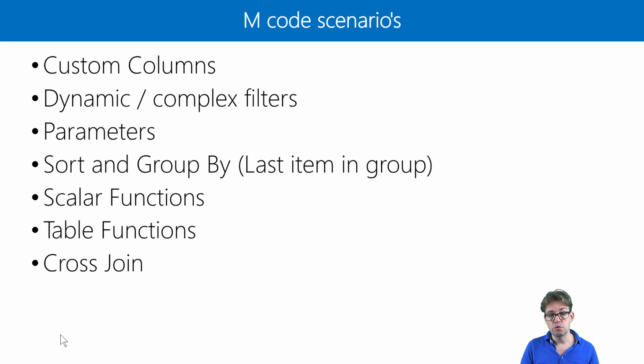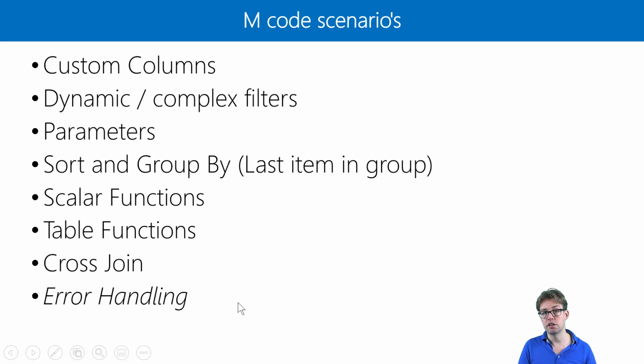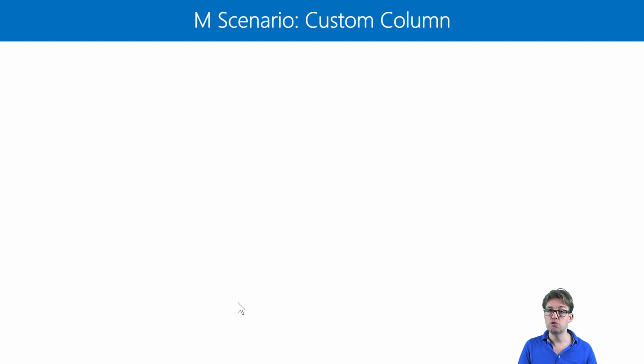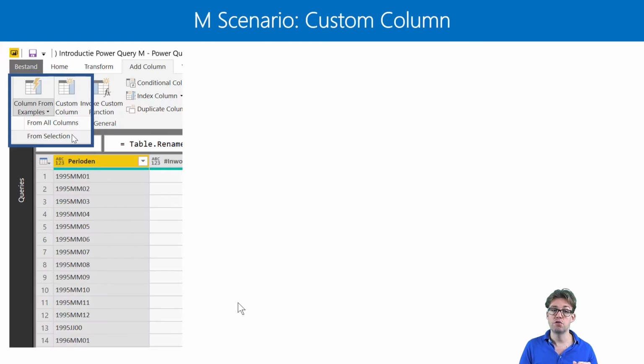You can also do cross joins and error handling. In the demos, I want to show you the first 7 parts, and the error handling is for another presentation. Let's take a look at the custom column scenario, because that's something I use a lot.